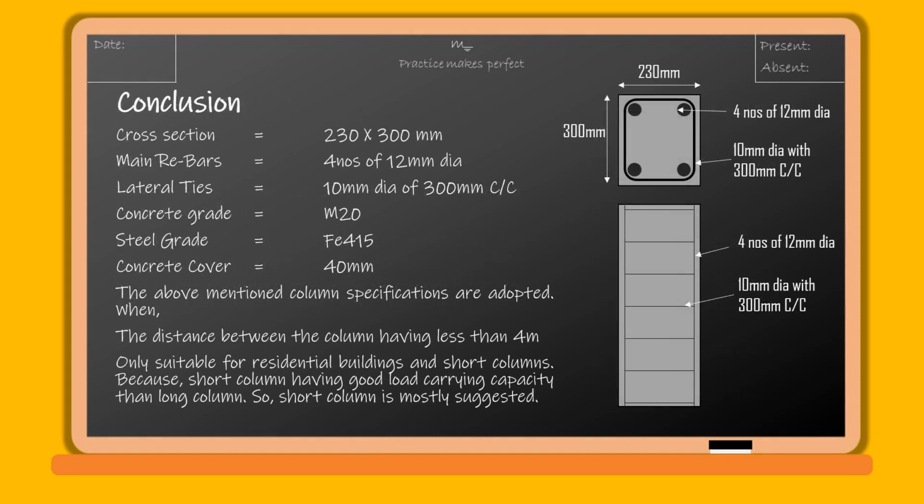Column is a compression member. The mentioned column specifications are adopted when the distance between the columns is less than 4 m. Only suitable for residential buildings and short columns, because a short column has better load carrying capacity than a long column, and the specification will be enough to carry the loads of residential buildings. If these specifications are used for industrial or commercial buildings, failure may occur in the column. So, short column is mostly suggested.